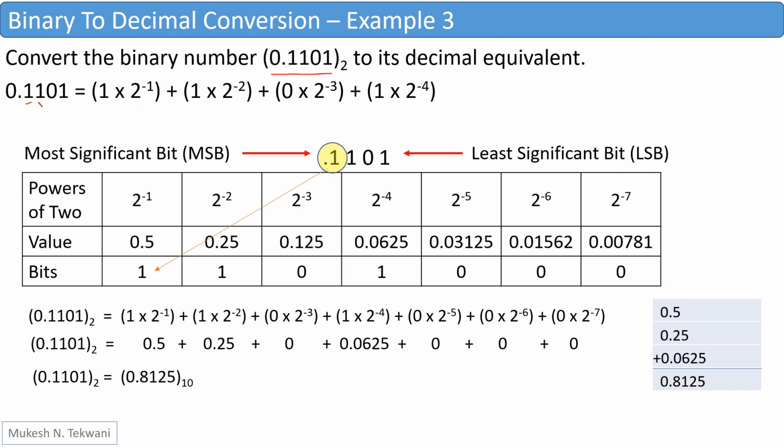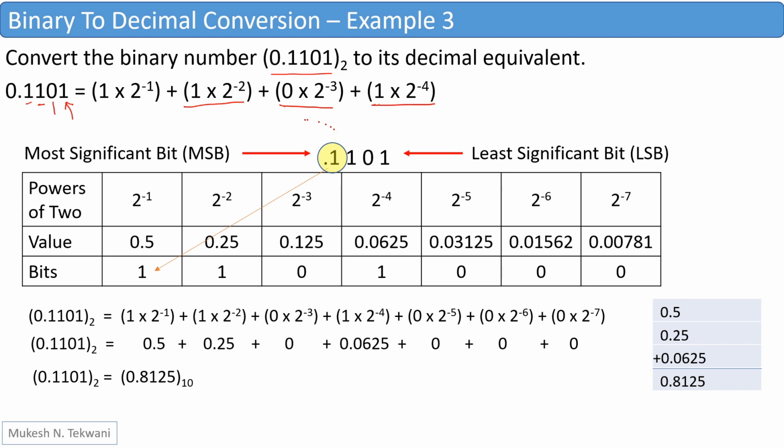Then we have plus 1 into 2 raised to minus 2. So why do we take 2 raised to minus 2 here? Because this 1 appears in the second position after the decimal point. So 1 into 2 raised to minus 2. The next bit we have here is 0, so this will become 0 into 2 raised to minus 3. The next bit that we have here is a 1, so we have 1 into 2 raised to the power minus 4.